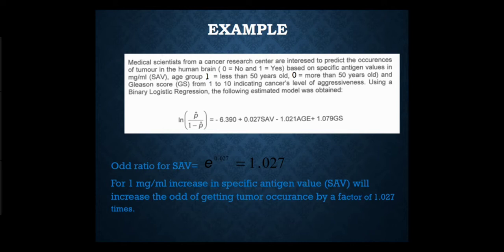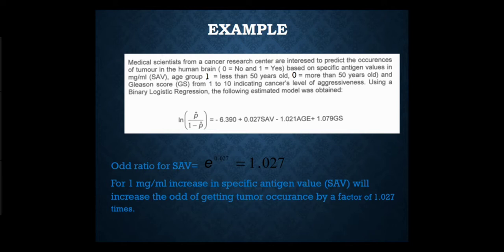Okay, it is an independent variable with a continuous measurement. Okay, age group 1 for less than 50 years old and 0 for more than 50 years old. Okay, so age group is a qualitative variable, and Gleason score from 1 to 10 indicating cancer's level of aggressiveness. So that means GS, Gleason score, is an independent variable that has the level of measurement which is continuous, ratio. Okay, using a binary logistic regression, the following estimated model was obtained.